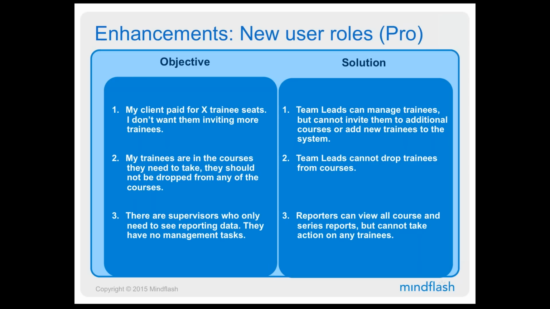The team lead role has the ability to manage trainees in the courses and series that they're already in, but they can't add or drop them from courses or series. So team leads are unable to impact the roster of a course or series, but they can manage the people within those courses. And again, this role can be limited to the specific groups that the administrator sees fit.